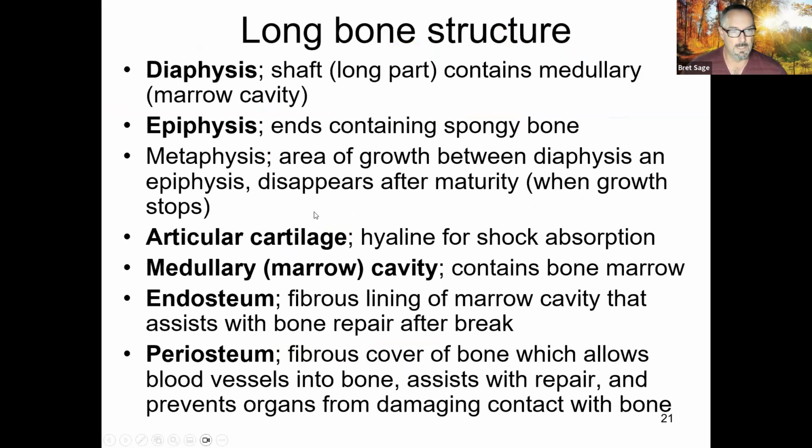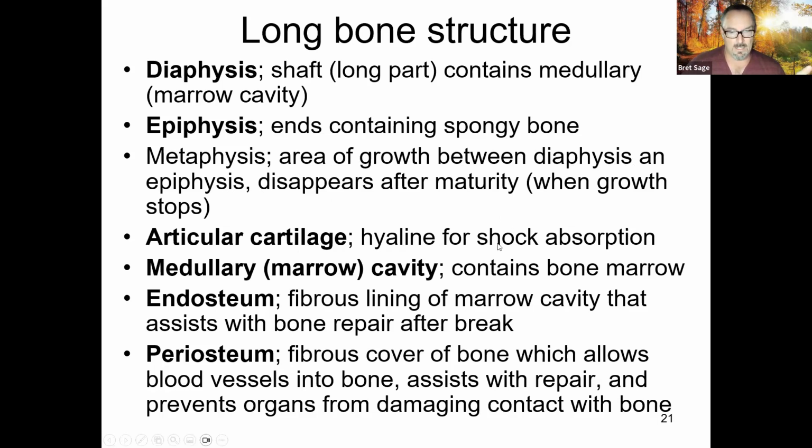Let's talk about long bone structure. The diaphysis or center shaft of the long bone contains the medullary or marrow cavity. That's where fat is stored. The epiphysis contains spongy bone where there would be red bone marrow and bone production. Metaphysis is the area of growth between the diaphysis and the epiphysis. That's the gap right in between the center and the ends if you're a child. It disappears after maturity when growth stops. So it's not the same for everybody. It's not a particular age. But as soon as you stop getting taller, that's how you know the metaphysis has disappeared and turned into the epiphyseal line rather than the epiphysis. Metaphysis.